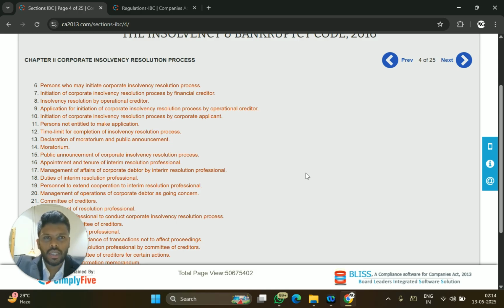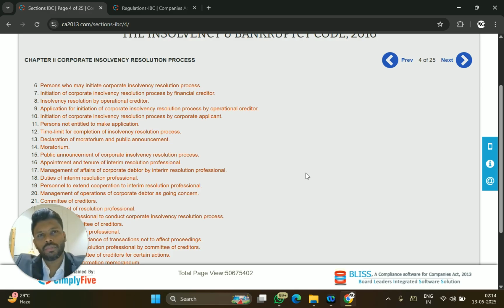After constitution of the COC, the RP convenes the first COC meeting. In the first COC meeting, the COC will decide whether they want to replace the IRP or continue with the same IRP. The same IRP is then confirmed as the RP or else replaced, as the case may be. The confirmed RP will then move ahead and issue a Form G. Form G is basically an invitation for expression of interest to submit resolution plans.